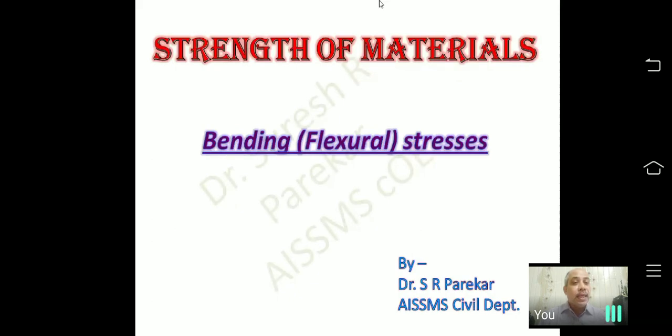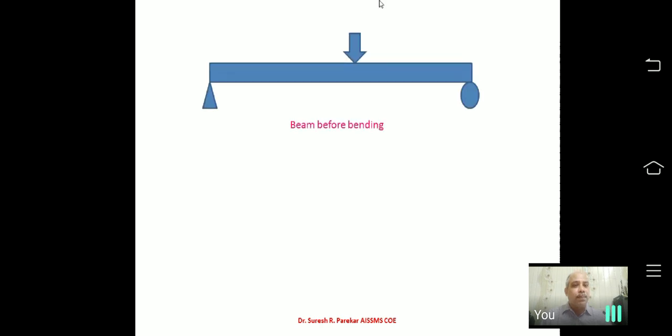See, in case of axial, the force is along the axis, and in case of flexural, it is perpendicular to the axis. And when it is perpendicular to the axis, it will develop shear force and bending moment. And as it develops shear force and bending moment, shear stresses and bending stresses are developed. Now we will go first to the derivation, and then we will go for the problems.